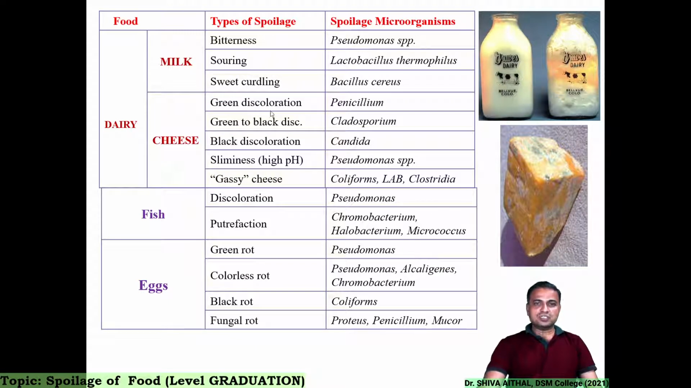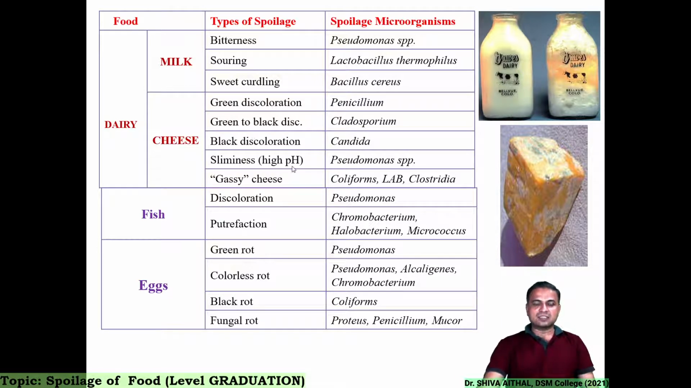Now cheese, there is green discoloration. Green is nothing but fungus. A fungus grows on this. Here in the picture you can see there is fungus growing on this cheese, that is due to Penicillium. And black coloration or green to black coloration may be due to Cladosporium. Total black may be due to Aspergillus.